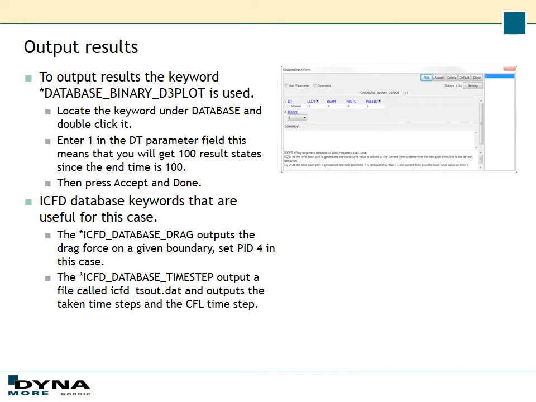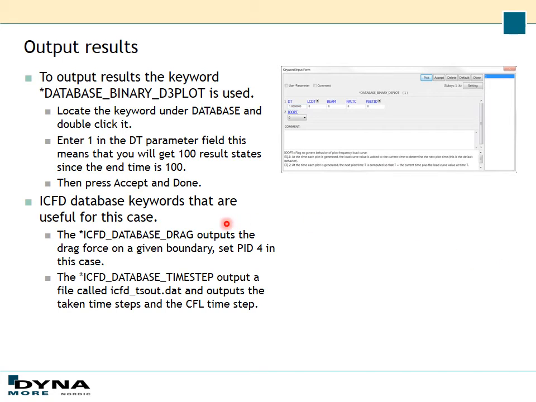And to output the results, we're going to use a database binary dt_plot. And you probably already have it in either the structural case or the fluid model. But if you don't have it, locate it in the keyword manager and enter a dt of 1, which means that we will get 100 result states since the end time was 100.